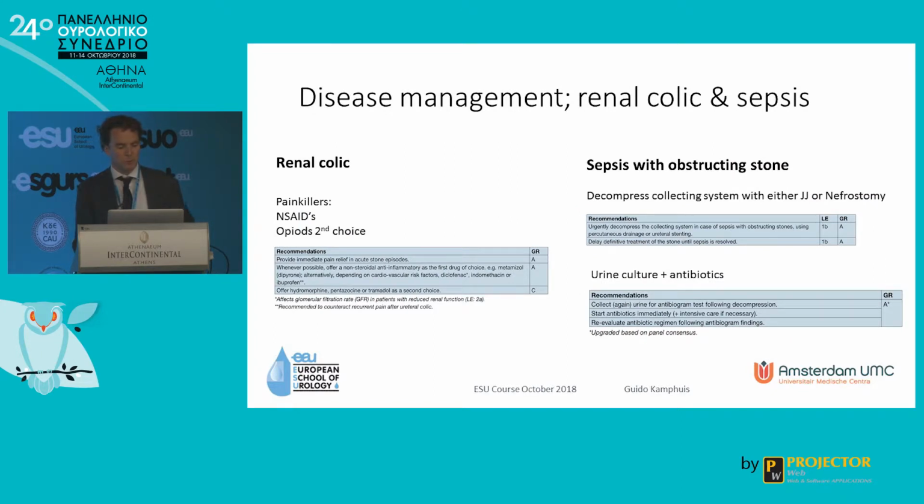In the disease management, not much has changed. We can use non-steroid pain medication, and opioids are second choice. If there's a sepsis with obstructing stone, strong advice to decompress the collecting system with either a double-J or a nephrostomy tube, to take cultures and to start antibiotics.